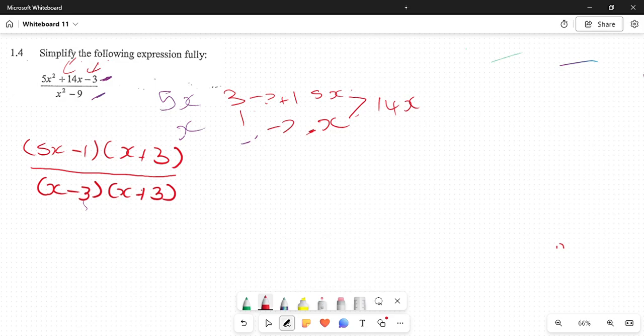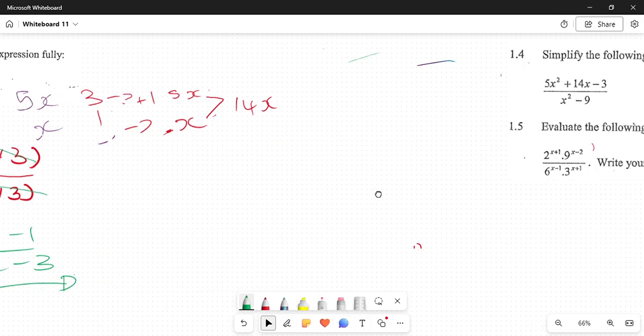Now we're supposed to cancel. Which ones are identical on the top and the bottom? It's x minus 3 and x minus 3, which means x plus 3 and x plus 3 are going to cancel. Then we're left with 5x minus 1 over x minus 3. This is our final answer. Okay, let's go to the second example.